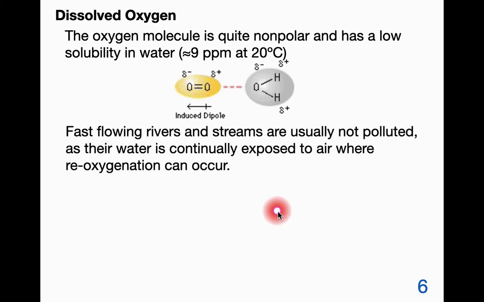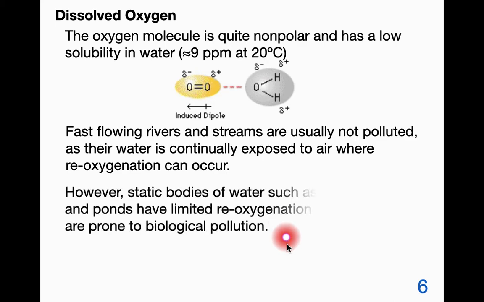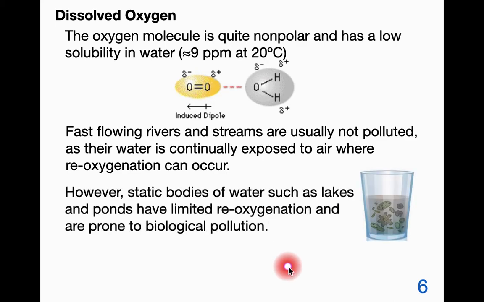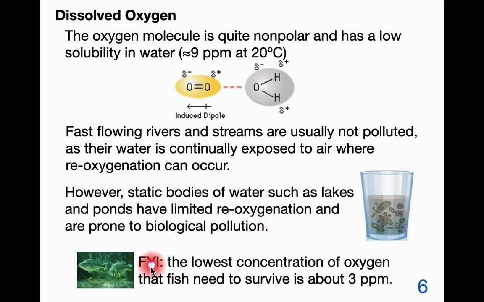Fast-flowing rivers and streams are usually not polluted as their water is continuously exposed to air where reoxygenation can occur. However, static bodies of water such as lakes and ponds have limited reoxygenation and are prone to biological pollution. So you have things that start growing in the water. And just FYI, the lowest concentration of oxygen that fish need to survive is about 3 parts per million.